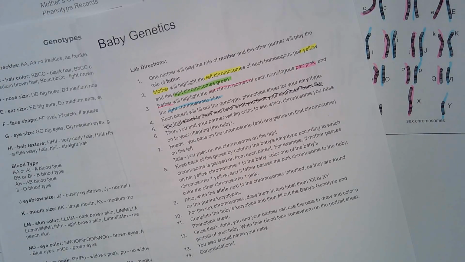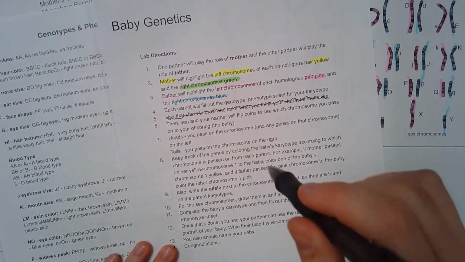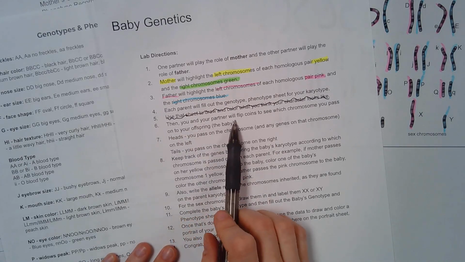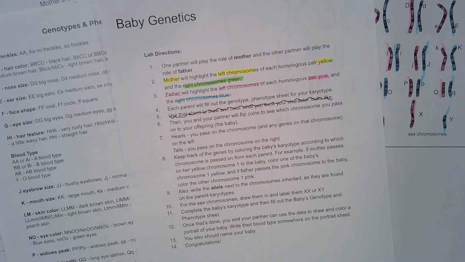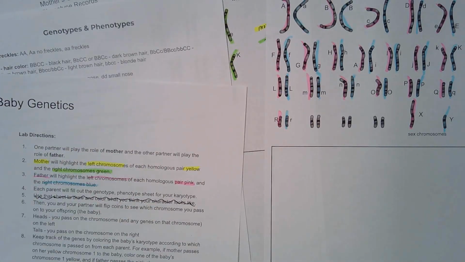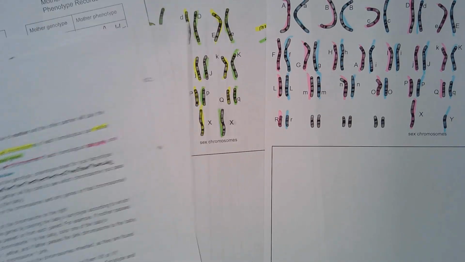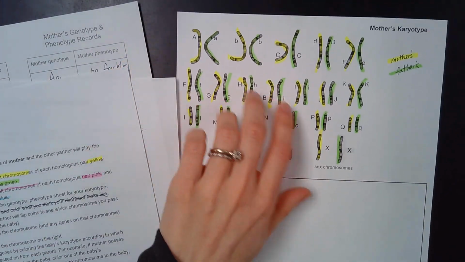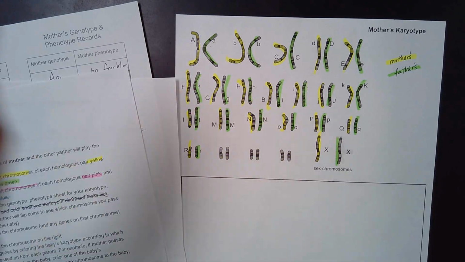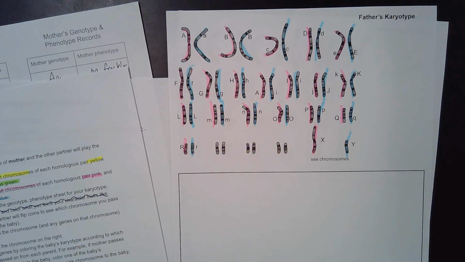This is part 2 of the baby genetics lab, where it says, then you and your partner will flip coins to see which chromosome you pass on to your offspring. So this is a very simplified model of sexual reproduction, but basically, for each of these pairs, the mother is going to pass one on to the offspring. For each of these pairs, the father is going to pass one on to the offspring.